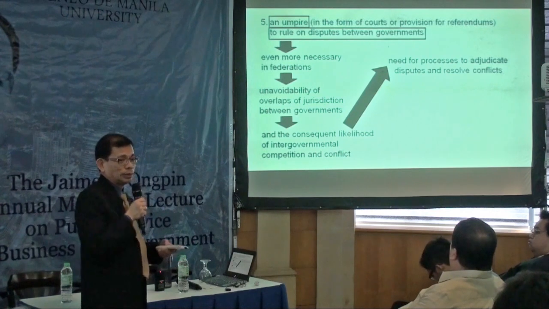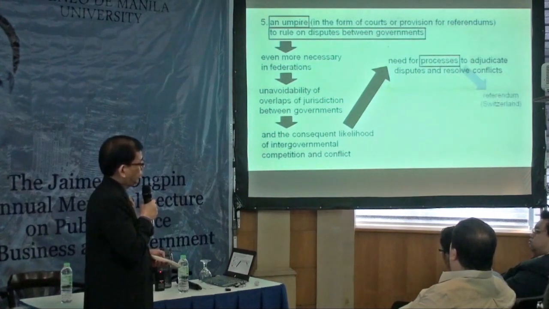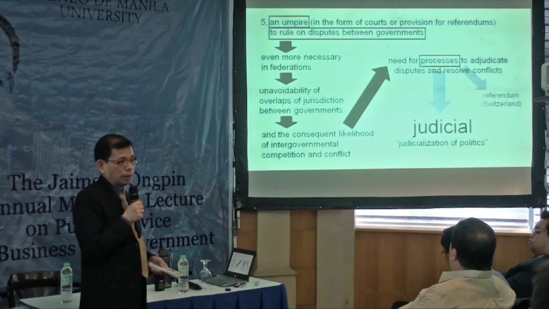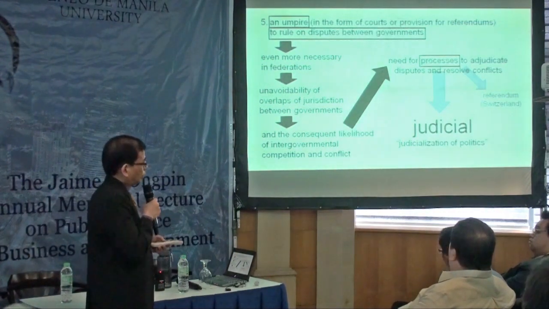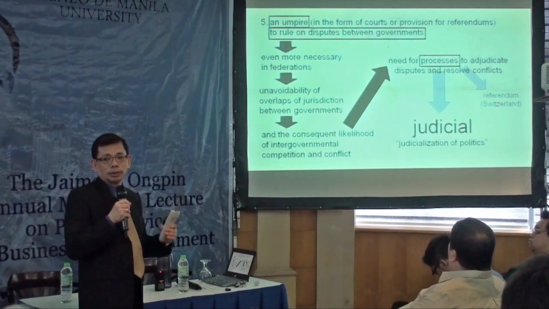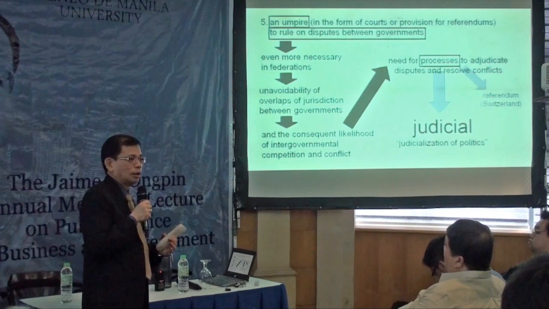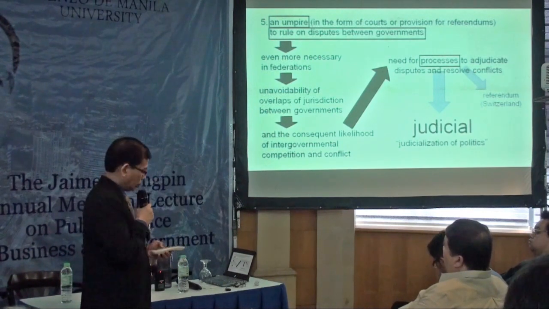In one country, this is through referendum, and that would be Switzerland. But in most cases, it is through the judiciary. That's why some scholars criticize the judicialization of politics in a federal system, because a lot of court cases are on jurisdiction, on who has jurisdiction between the federal and the constituent government.